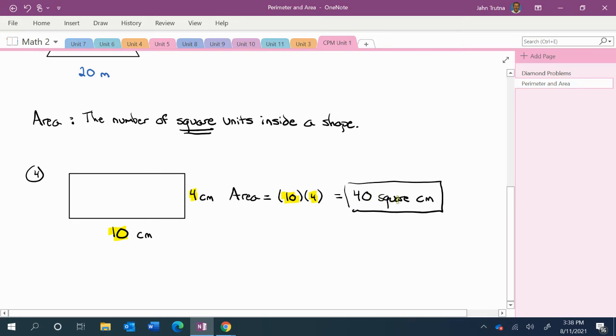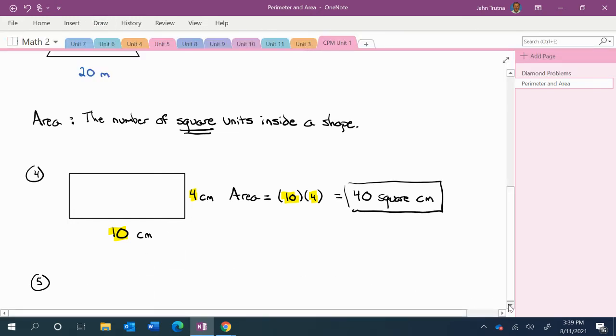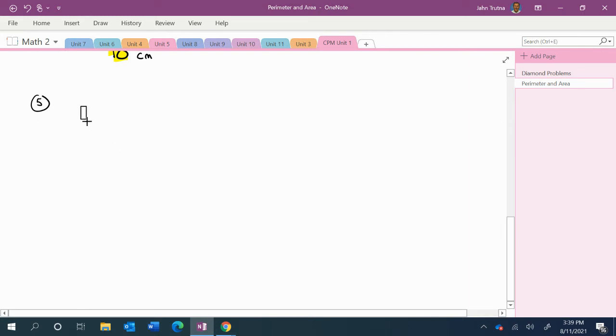But when we say it's 40 square centimeters, what we're saying is that inside this rectangle, the number of square units that I can fit is 40. I could fit 40 squares inside this one big rectangle right here. Okay, and I'll show you an easier example of that in example number 5. So let's go back to a rectangle again, and really today all we're going to be doing is finding area of rectangles.